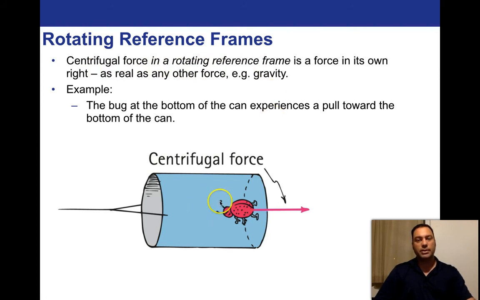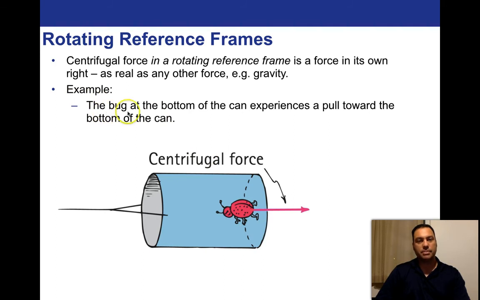So anyways, centrifugal force is in a rotating reference frame. In other words, if you're this bug that's in a can, and the can is being spun around, you're going to feel a force that's pulling you down. It's going to feel like gravity, right? So if you're in that rotating reference frame, this is your world. You live here. That rotating reference frame is a force in its own right, as real as any other force, ergo gravity. So this feels like gravity. And if you were living in the can, you wouldn't know the difference between Earth's gravity and this gravity here.